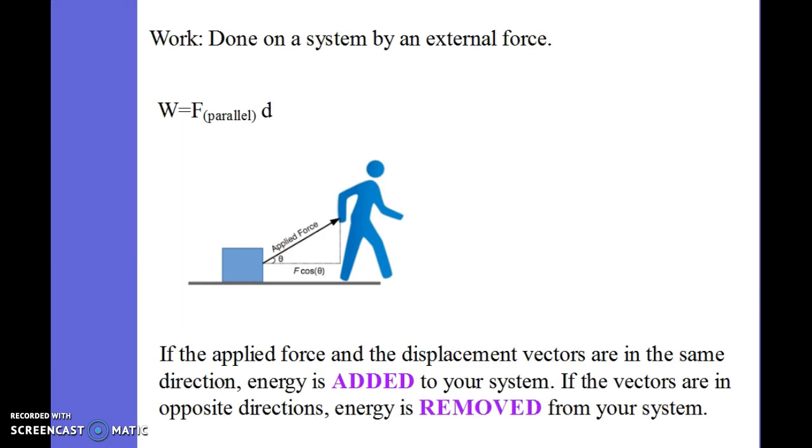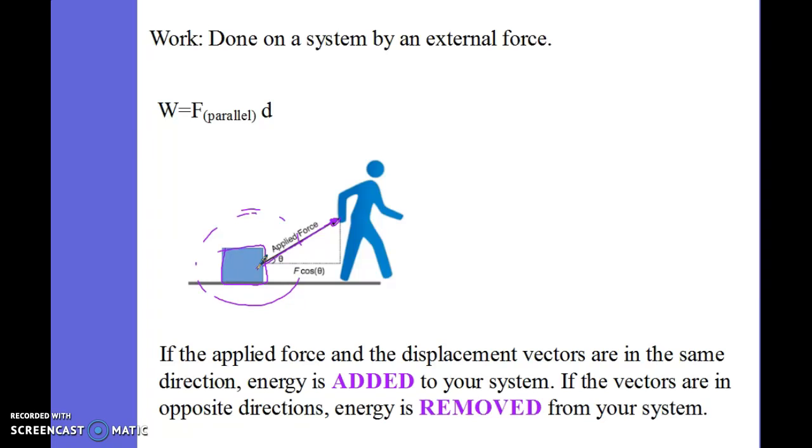So you should have seen a video already about work. Work is done on a system by an external force. Now, an external force, for example, would be a tension force or an applied force from like a person or something like that. Anything that is not within your system. So if I were to draw a free body diagram here, my system is this box and the ground. The person is not in my system. So when the person pulls the block, they are applying a force, an external force to the block. The person is outside of my system.